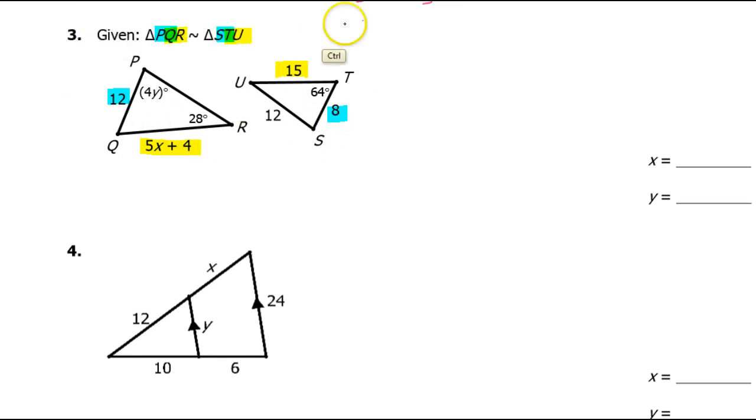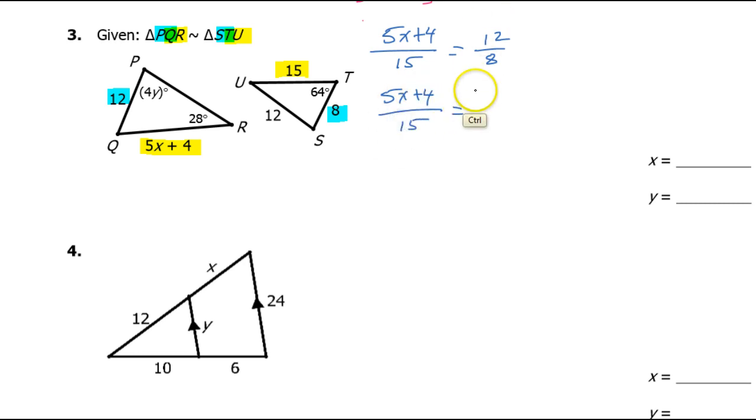So I'm going to make a fraction out of the yellows and a fraction out of the blues. So I could go 5x plus 4 over 15. That's the yellows. Then I will do 12 over 8. Okay, let's see. So I've got 5x plus 4 over 15. Now I'm just reducing this. Both of these are divisible by 4, so this will be 3 over 2.